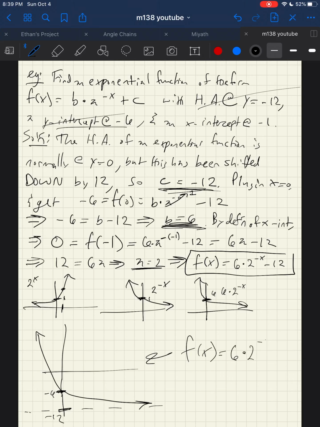F of x equals 6 times 2 to the minus x minus 12. You can see the horizontal asymptote down here at minus 12. See the y-intercept is indeed at negative 6. The x-intercept should be right here at negative 1. I guess that's that last piece of information. We can check that by plugging in a negative 1 here, and for this negative x, we get 6 times 2 to the 1, which is going to be 12, and 12 minus 12 is indeed 0. I know the picture's not perfect, but that's what we're going to get.